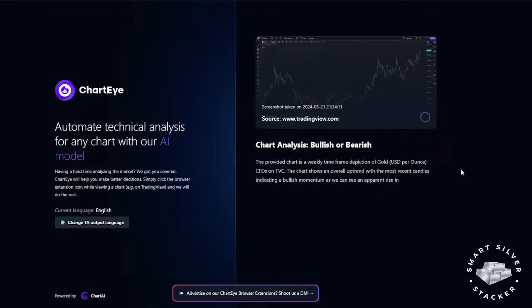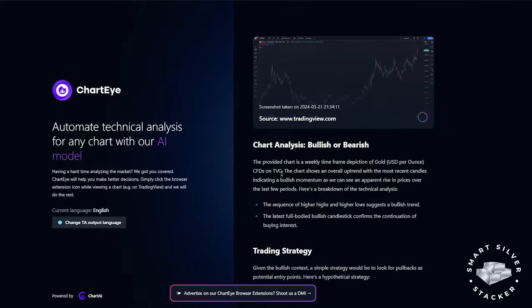Here we go. It's titling this, Chart Analysis, Bullish or Bearish. The provided chart is a weekly time frame depiction of gold CFDs on TVC. The chart shows an overall uptrend with the most recent candles indicating a bullish momentum, as we can see an apparent rise in prices over the last few periods. Here's a breakdown of the technical analysis. It's pretty interesting that this AI can do all of this from a snapshot, right?